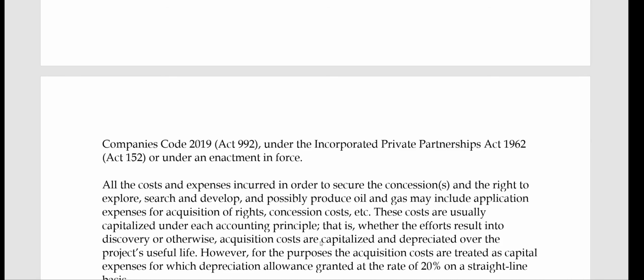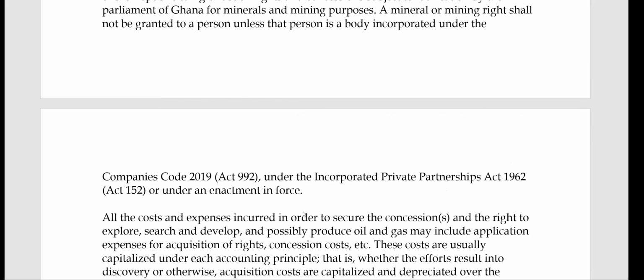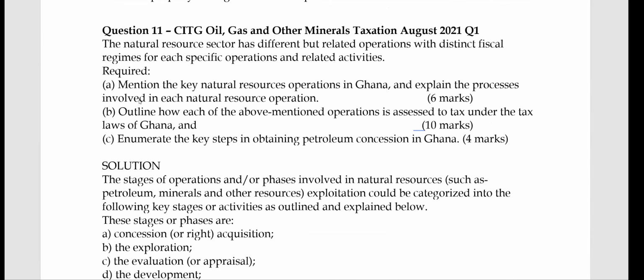That is whether the successful effort method or the full cost method is used, right? However, for the purpose of acquisition costs, they are treated as capital expenses for which depreciation allowance is granted at 20% on a straight line basis, which is capital allowance. So you see how it is. So be careful with this question. You go step by step, and they are asking you how each is taxed under our law?